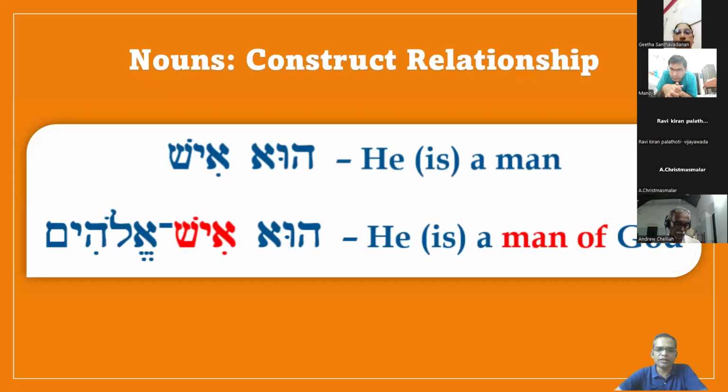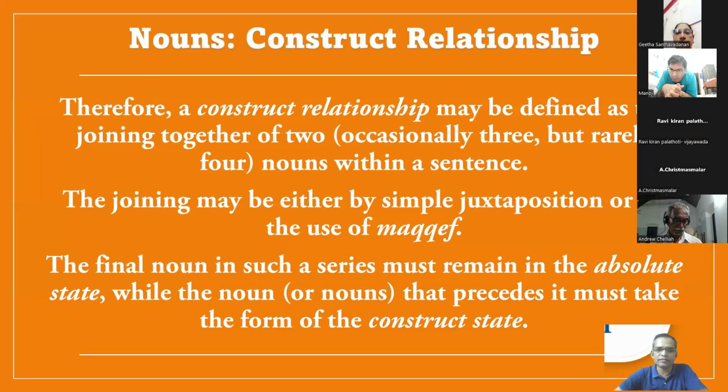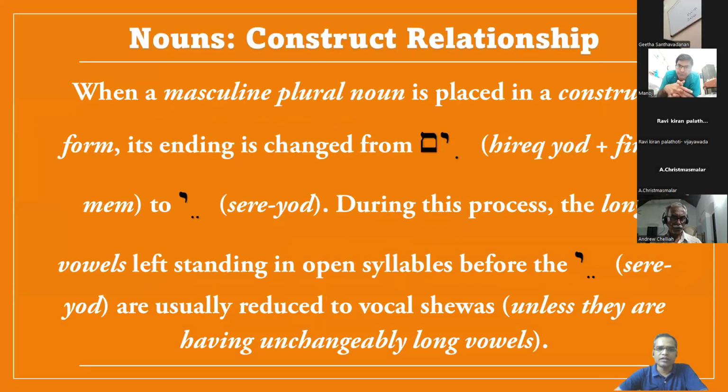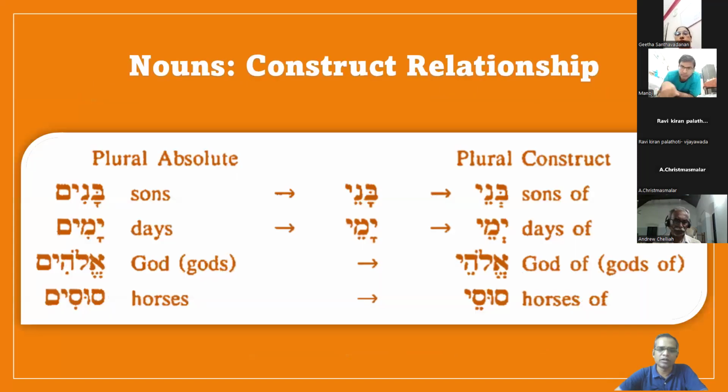And after looking at those changes, we will understand how an absolute noun or absolute plural noun will appear in the construct state. So when a masculine plural noun is placed in a construct form, its ending is changed from hirak yod and final mem to sere yod. During this process, the long vowels left in open syllables before the sere yod are usually reduced to vocal shivas, unless they are unchangeably long vowels. How is it possible? See here.